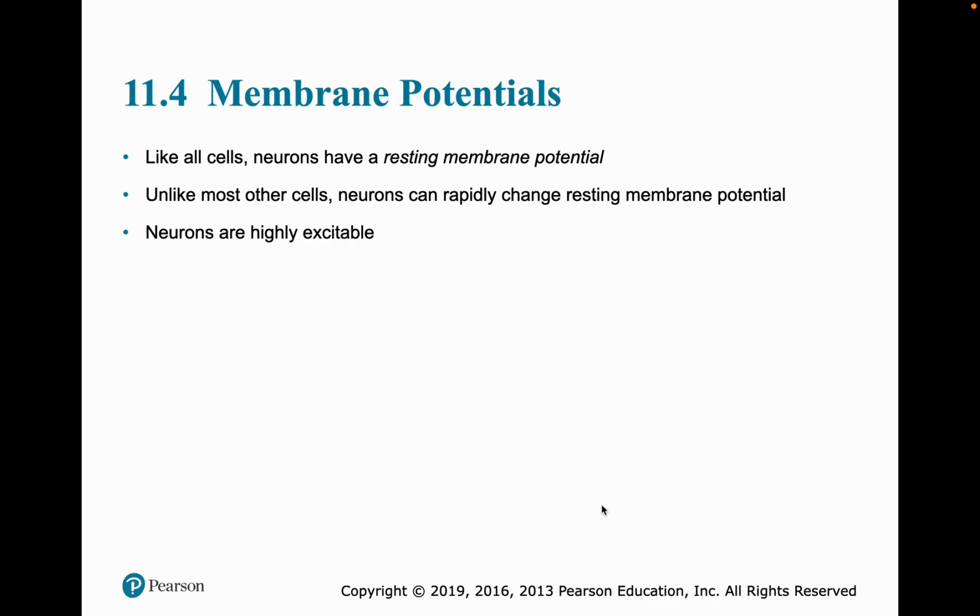Let's get started though. Membrane potential. So neurons are like most cells. They have a resting membrane potential. The big difference between neurons, which makes them very similar to muscle cells, is that they can rapidly change their resting membrane potential. For that reason, we refer to neurons and other cells like them as being highly excitable.